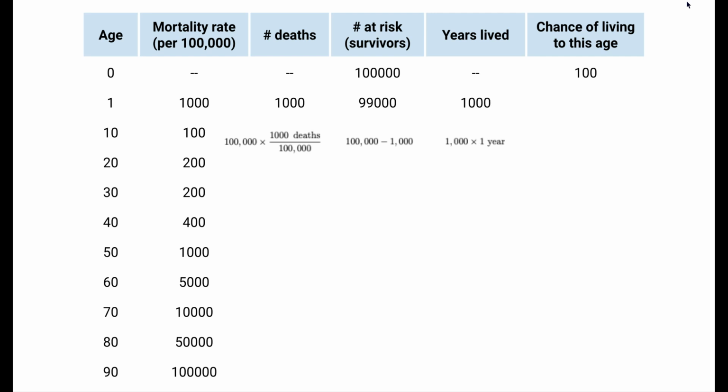For the 1,000 people who died, we make the assumption that they died at 1 year of age. This means that we can calculate the total number of years lived by these people. 1,000 people living for 1 year is 1,000 person years. We're going to keep adding to this value as we move forward through time through the rows of this table, and we'll eventually divide the total person years lived by the initial 100,000 population in order to get a life expectancy estimate in years. Finally, we can calculate the chance of living to age 1 as the fraction of the initial population who survived to age 1. This is 99,000 over the original 100,000.